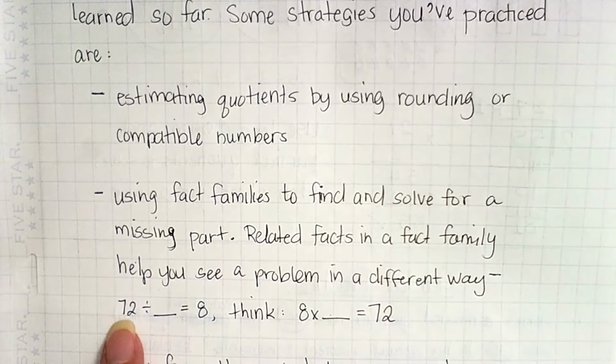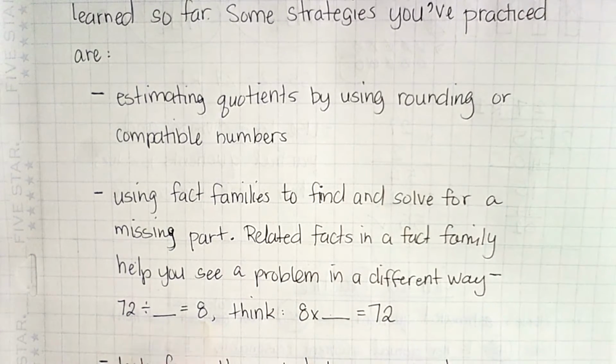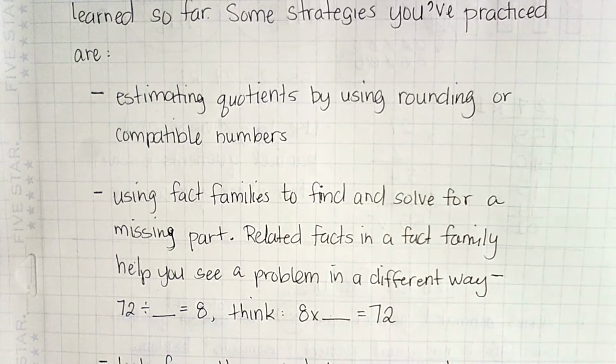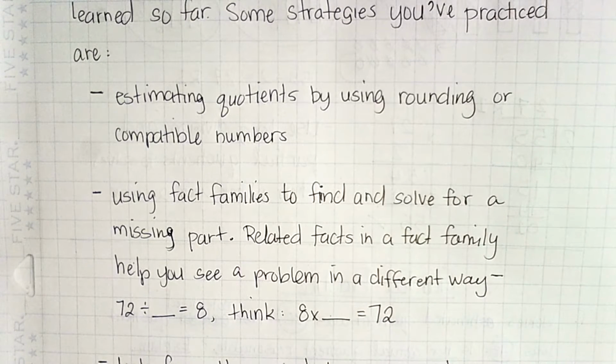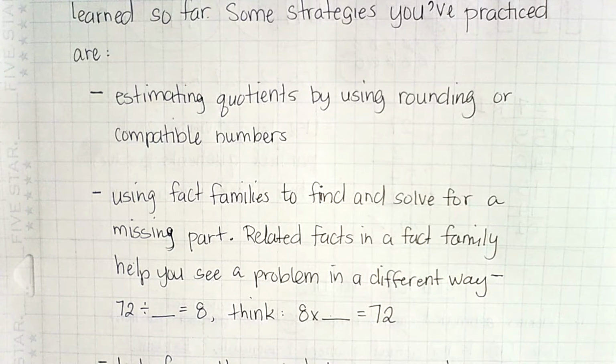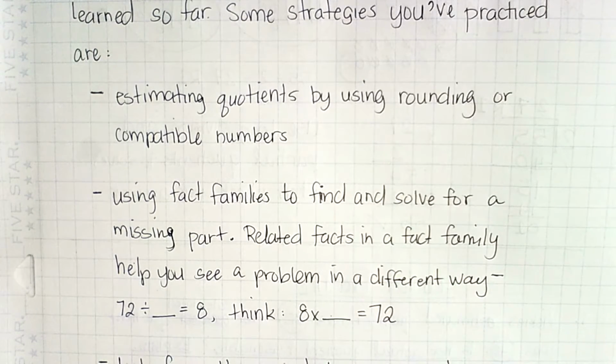So if you have, for example, 72 divided by a number equals 8, and you're not sure what it is, flip it around and use the related multiplication fact to help you solve. So you can think about it as 8 times what number equals 72 and go through your multiplication facts that way to find your missing number.